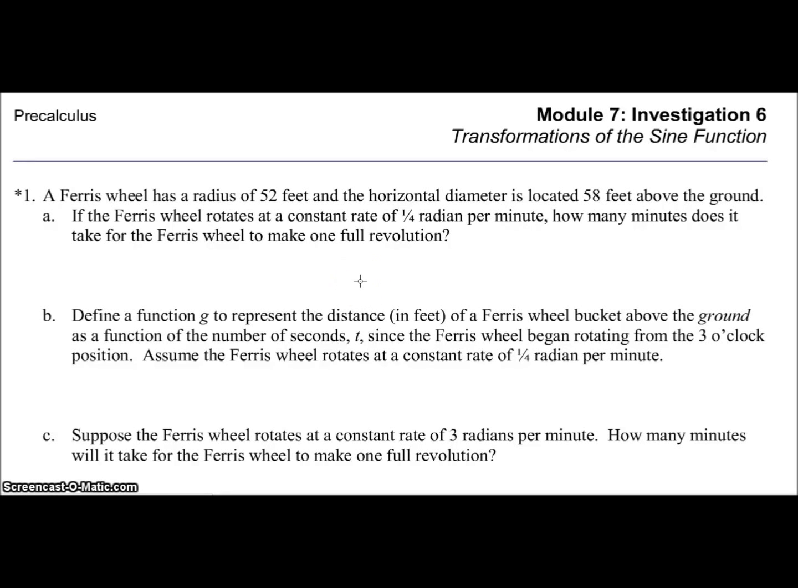Module 7 Investigation 6, Transformations of the Sine function. A Ferris wheel has a radius of 52 feet and the horizontal diameter is located 58 feet above the ground.